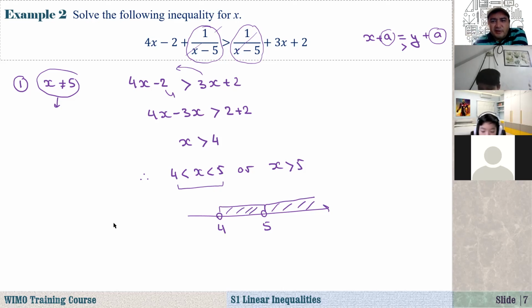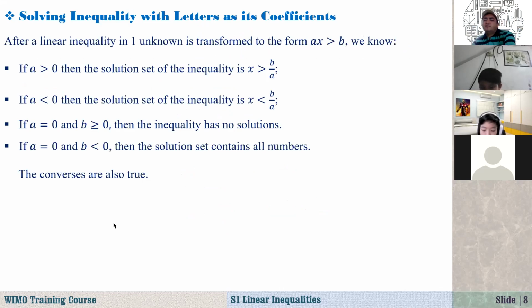That's good. Guys, if everything is clear, let's move on. Now we will consider a little bit more complicated stuff, okay? Not complicated, but it involves more different conditions. So here, after a linear inequality in one unknown is transformed to the form ax is greater than b, every time we have to transform it into this form.